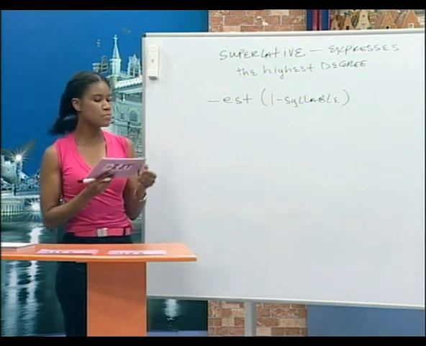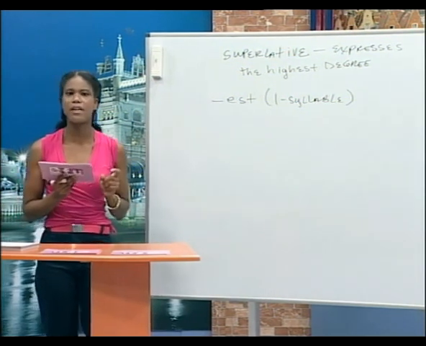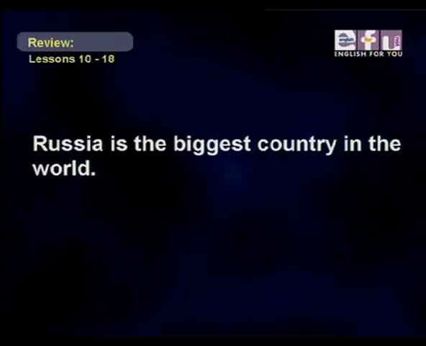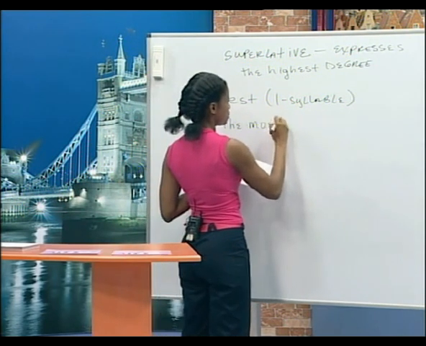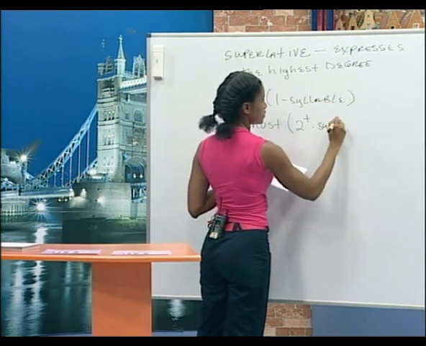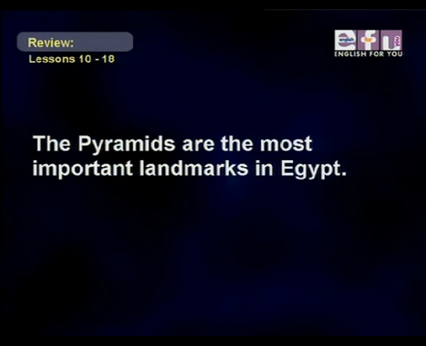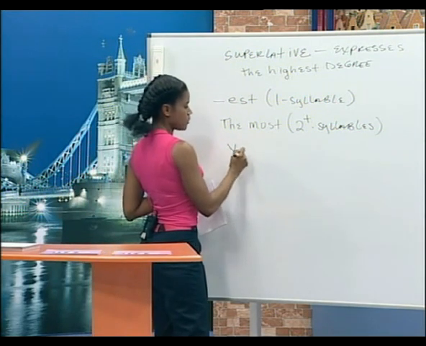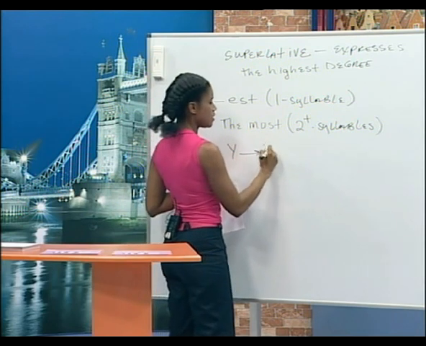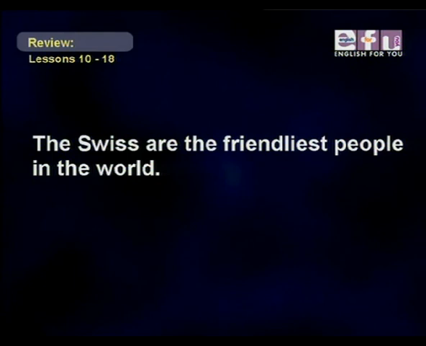Now, of course, for some one-syllable adjectives, the consonant is doubled, like in the comparatives. So when the word ends in a vowel and a consonant, you double the consonant. For example, Russia is the biggest country in the world. Okay, for two or more syllable words, we add the most in the superlative. For example, the pyramids are the most important landmarks in Egypt. And of course, for adjectives ending in y, in the superlative form, the y becomes i, and then you add est. For example, the Swiss are the friendliest people in the world.